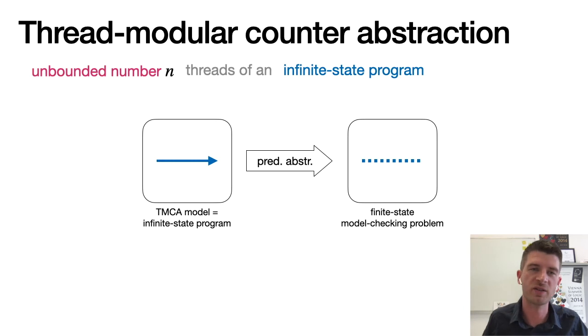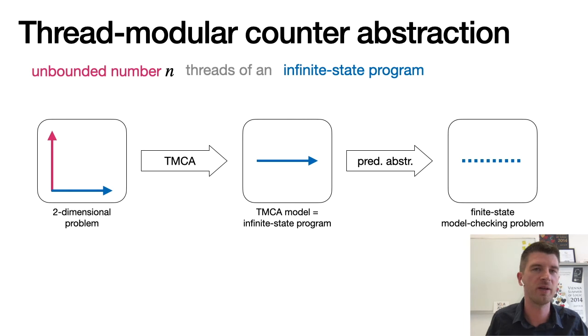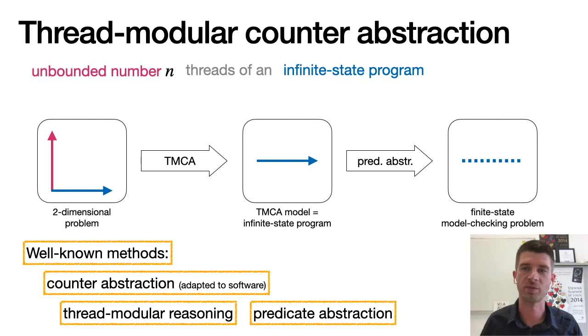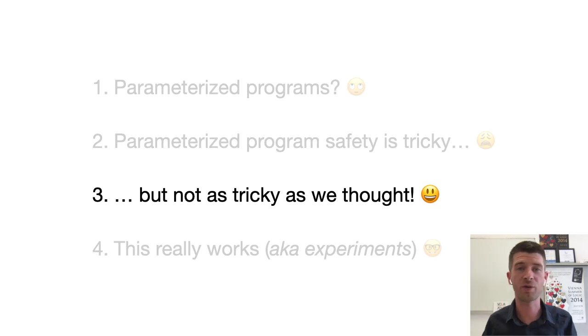Okay, so this was the second step, predicate abstraction. So let's zoom out again and look at the whole verification pipeline. And again, let me emphasize that this is all built from well-known methods. We use counter abstraction, or something like counter abstraction that we have adapted to software. We use thread-modular reasoning, and we use predicate abstraction. There's no additional heavy proof machinery that is specific to parameterized programs in this framework. So hopefully I have convinced you that this is not as tricky as some of the previous approaches.